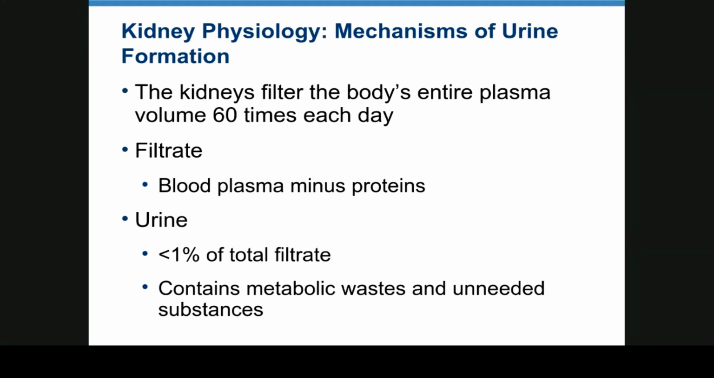Now, the kidneys filter the blood plasma about 60 times a day. And the filtrate is the blood plasma minus the protein. So almost everything gets put out into the filtrate. Urine is only 1% of the total filtrate. You take back almost everything that you filtered out. But the urine contains what you want to get rid of in the first place, which are metabolic waste and things that you don't need.